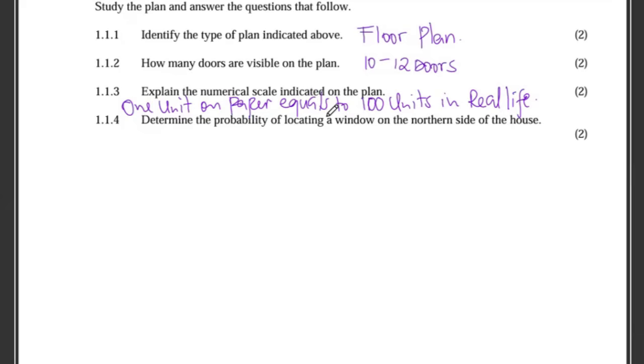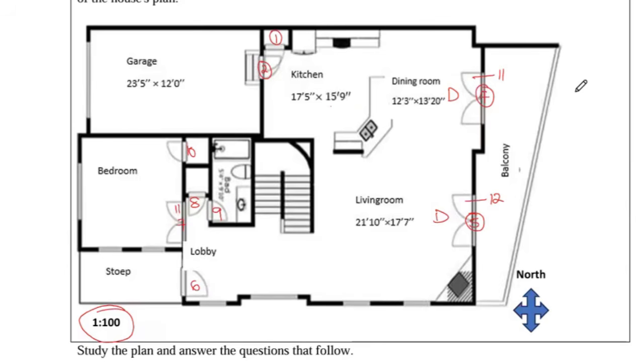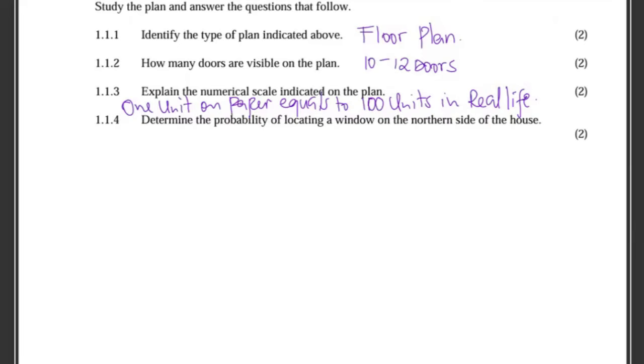Determine the probability of locating a window on the northern side of the house. Northern side of the house, we go. It's this other part here, north up here. So from this side up to there. Is there any window? No. So we shall say 0. Someone else would have said impossible. But the moment you say impossible, it's about the likelihood. How likely? But 0 is a perfect answer.